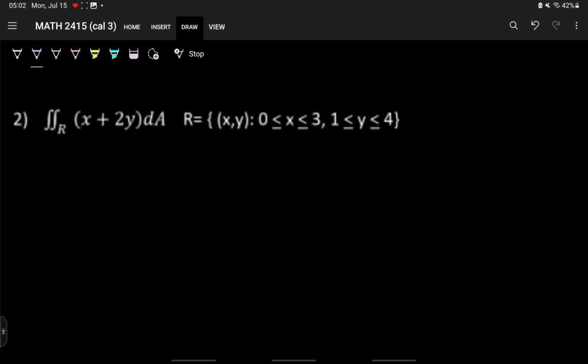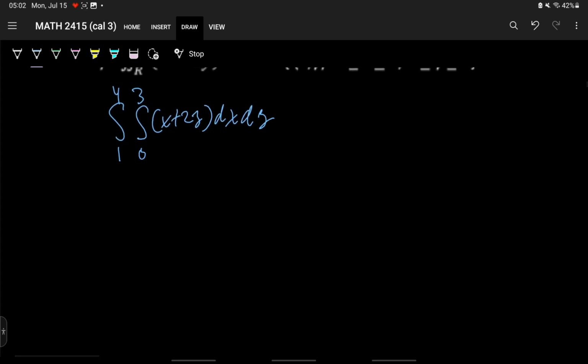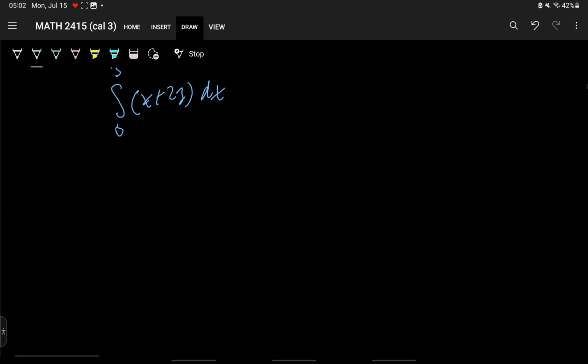So the second integral, let's go ahead and set up the integral first. We're integrating from 1 to 4, 0 to 3, of x plus 2y dx dy. And so let's first integrate with respect to x. So we're integrating from 0 to 3 of x plus 2y dx. And so now we have to integrate each term separately.